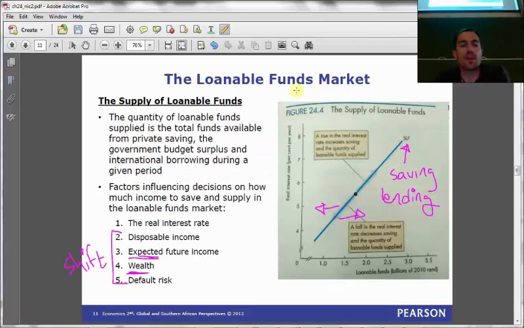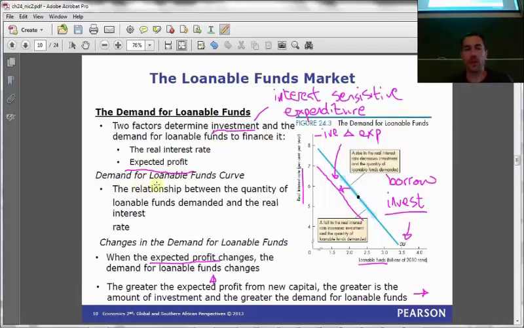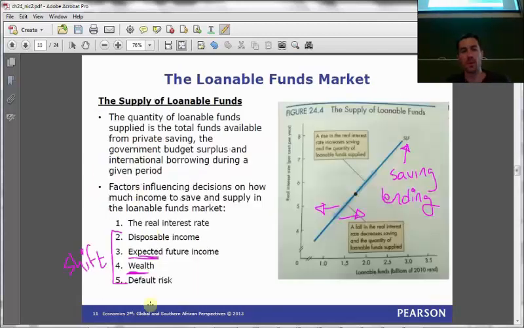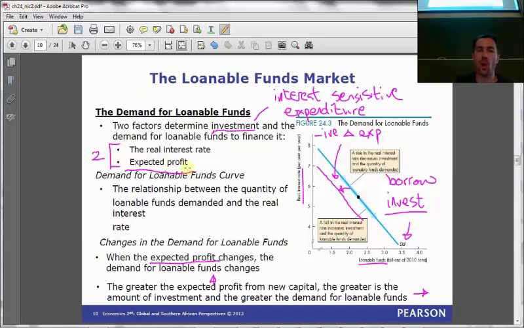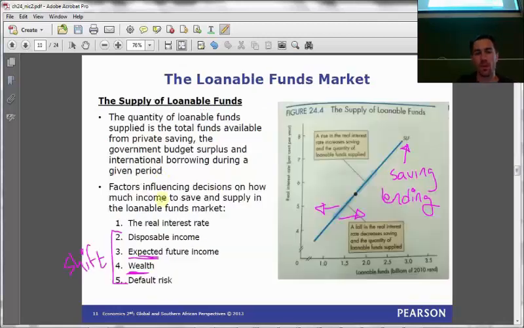Supply of loanable funds. Supply is upward sloping. In other words, the positive relationship between the quantity of loanable funds supplied and real interest rate. Whereas there were only two factors on the demand side, there are 5 factors on the supply side. So there was only one thing that shifts the demand side. There are 4 things that shift the supply side.